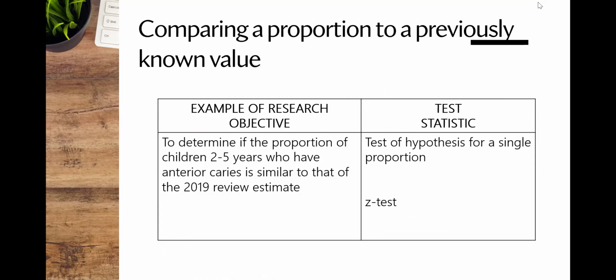If the study wants to compare a proportion to a previously known value, for example, to determine if the proportion of children 2 to 5 years who have anterior caries is similar to that of the 2019 review estimate, then we're doing a test of hypothesis for a single proportion, and the z-test would be appropriate.